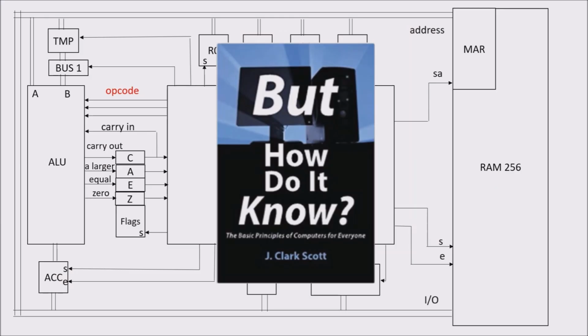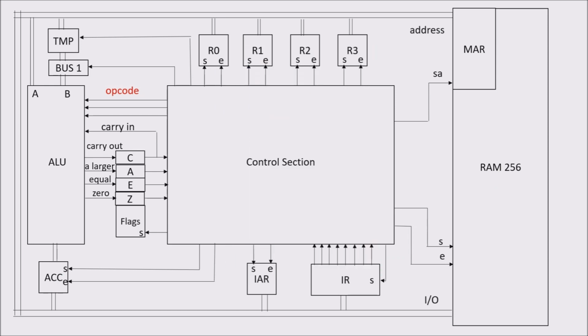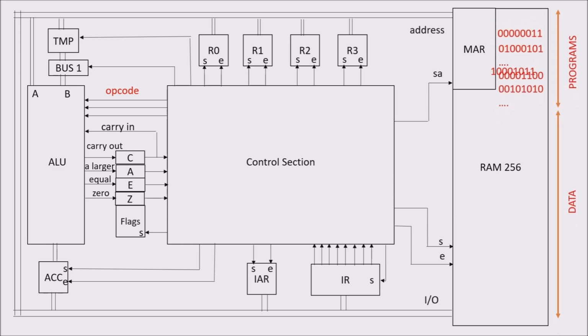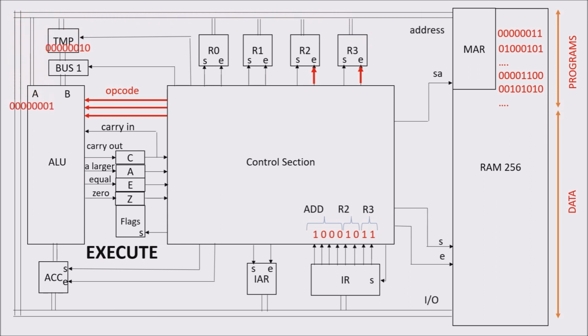Our example is taken from the fantastic But How Do It Know by J. Clark Scott. In previous videos, we have seen that all the CPU does is execute instructions taken from the RAM. It is always the same process which repeats itself over and over. In other words, it is a cycle. It is called the fetch-decode-execute cycle. In this video we focus on the instruction loaded in the instruction register. We'll see how every bit has a meaning and the logic needed to decode the instruction.